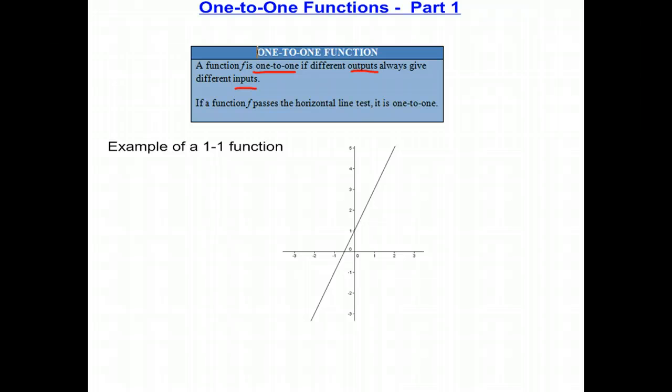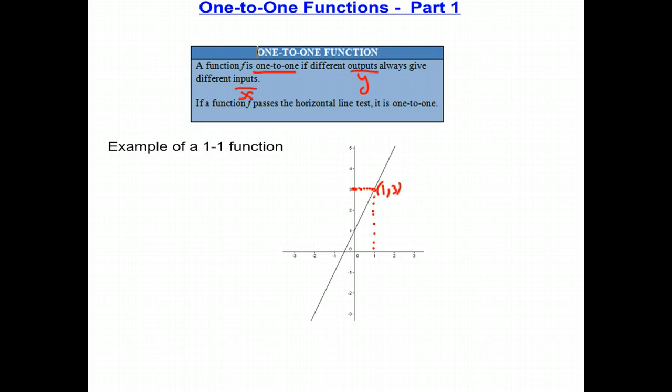It's saying different outputs. Outputs are usually the y value, and the inputs are usually the x value. Okay? So let's look at an output like a y value of 3. Notice when y is equal to 3, the x value is 1. This is at the point (1, 3).